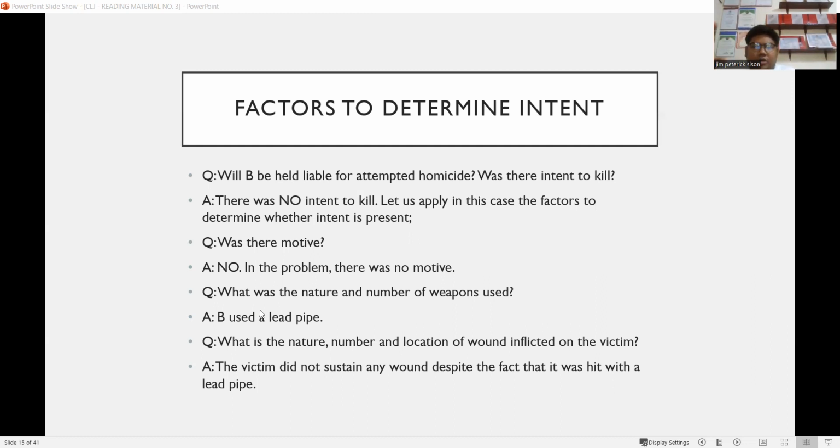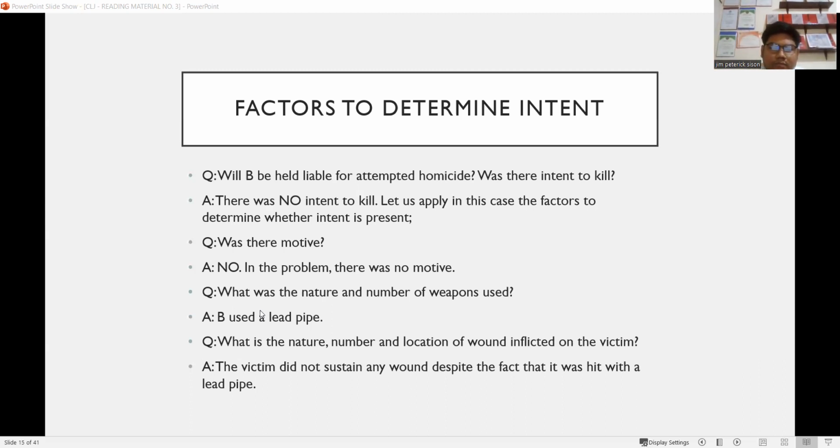What was the nature and number of the weapon used? Only a lead pipe was used by B, and he hit A only once. Was there intent to kill? The answer is no. Unless he hit him many times, of course, it would create in our minds that B really had intent to kill.